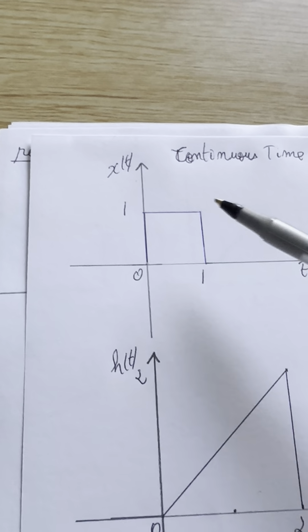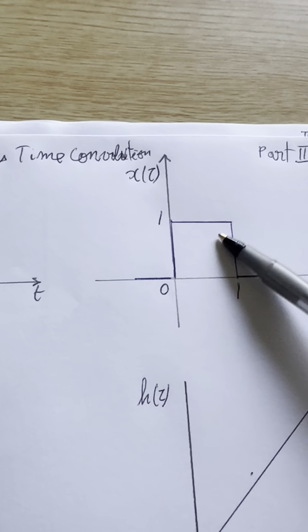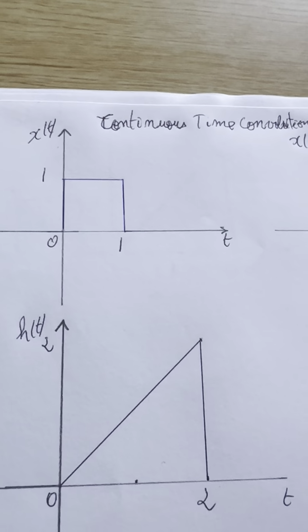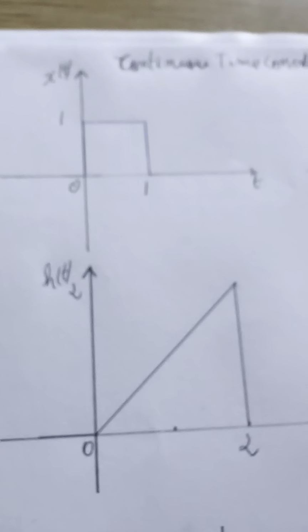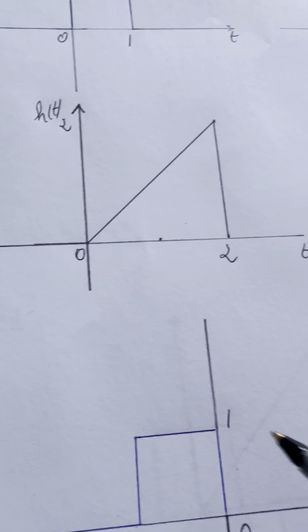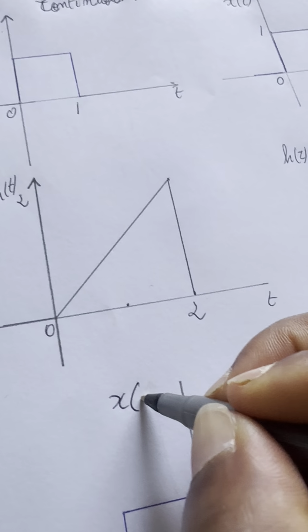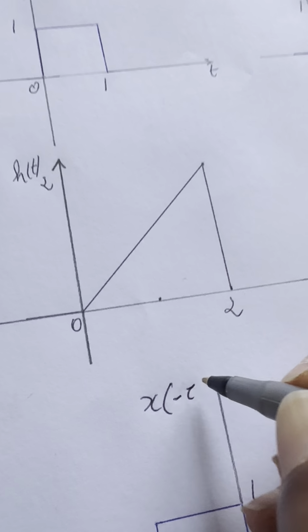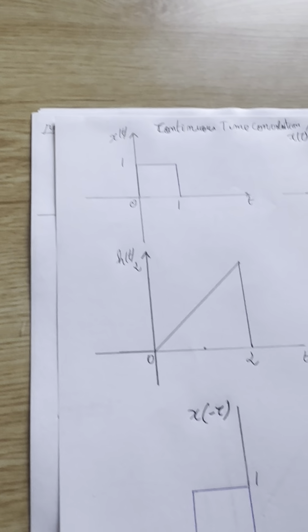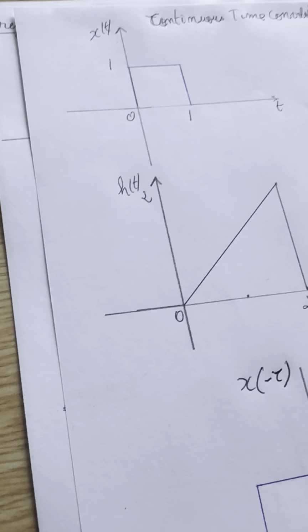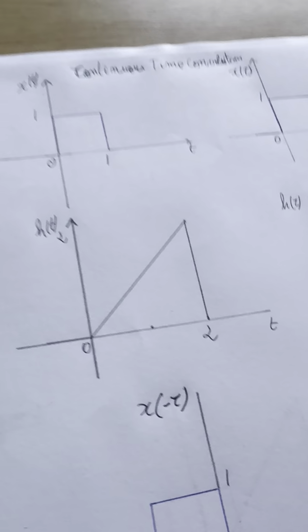Okay, now here we need to flip this graph. So it becomes: the 0 stays 0 and becomes minus 1 here, and 1 becomes x(minus tau). Okay, and here we have minus tau, we have tau.